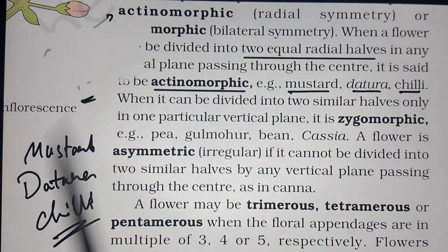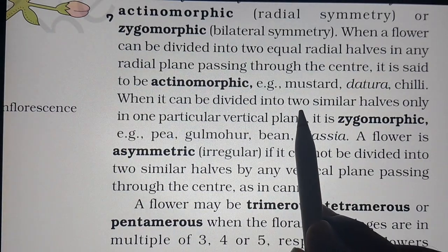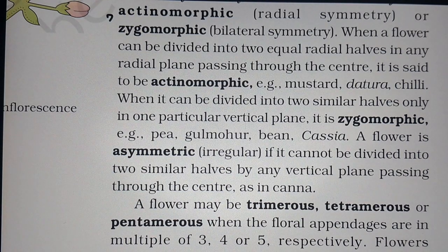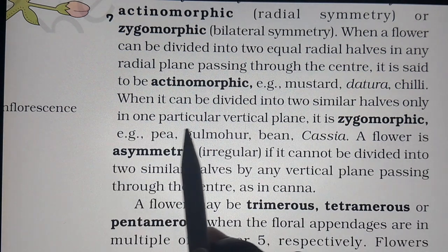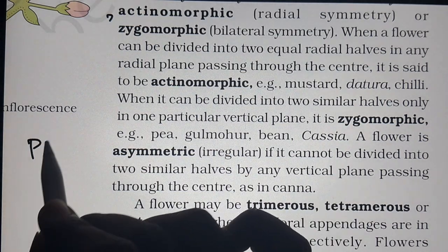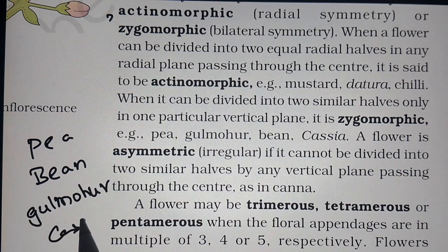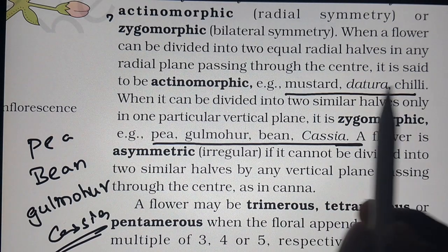Next. When it can be divided into two similar halves only in one particular vertical plane, it is known as zygomorphic. And examples are pea, bean, gulmohar, cassia. These are the examples of zygomorphic here. And these mustard, datura, chili are examples of actinomorphic.